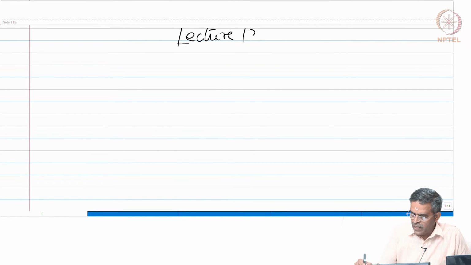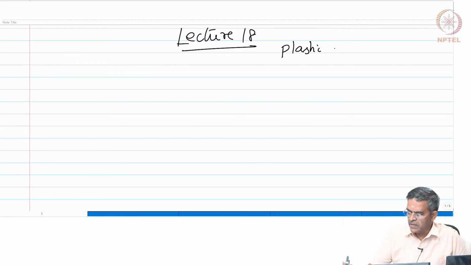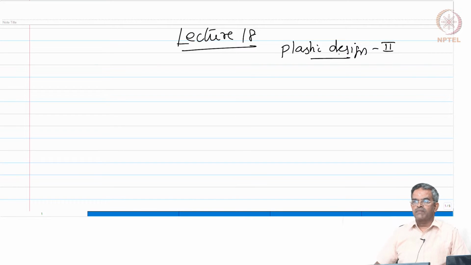Friends, welcome to the 18th lecture at Advanced Steel Design, which is a continuation lecture to plastic design. We call this plastic design 2 because in the last lecture we started with the plastic analysis and design. So, friends, the plastic analysis has certain basic conditions.